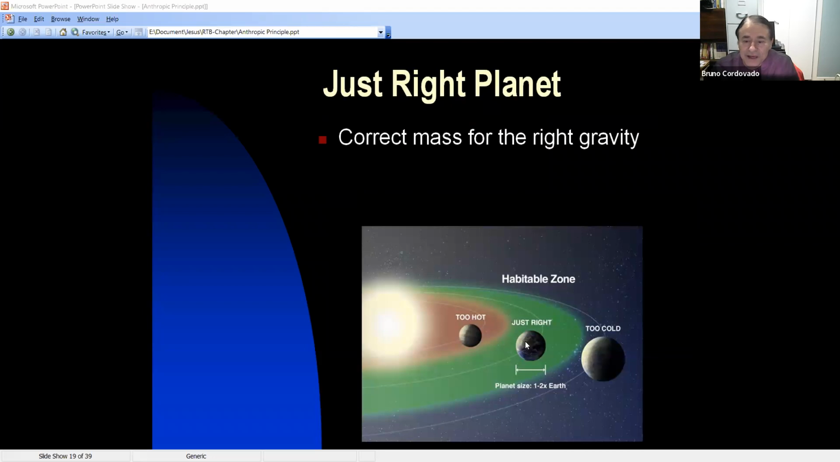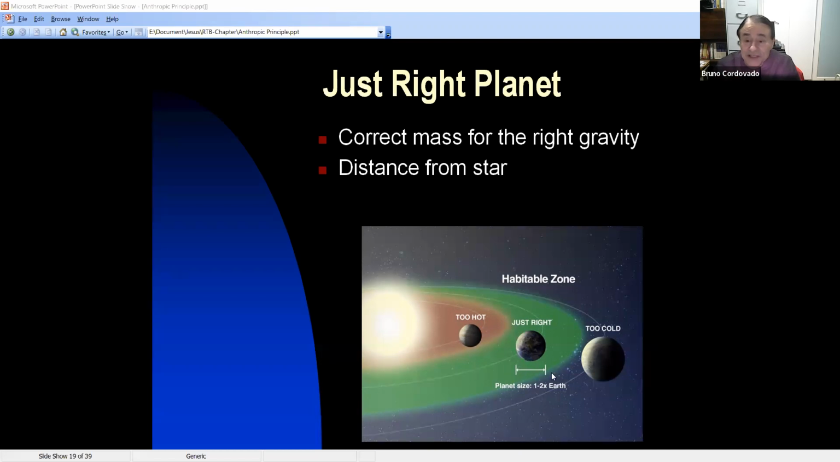And you need to have the correct mass of the planet so that you have enough gravity. If the mass is too low, it's not strong enough to hold all the atmosphere, so the atmosphere is very thin. If it's too heavy, let me see what happens here. If the gravity is too strong, you end up getting too much ammonia and methane in the atmosphere.